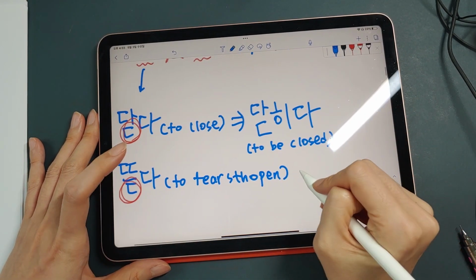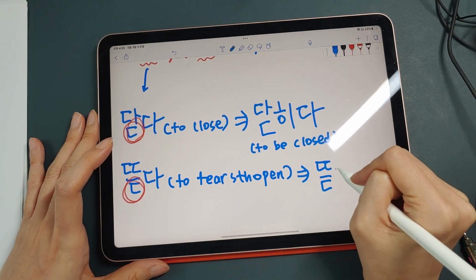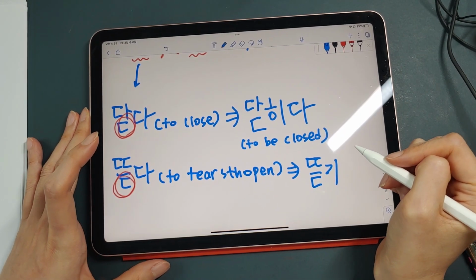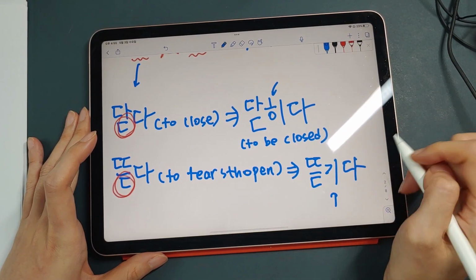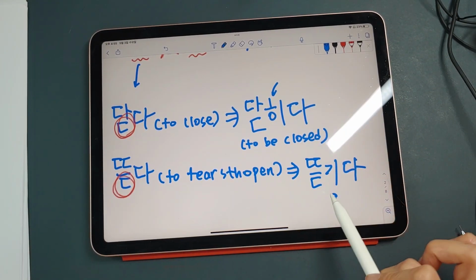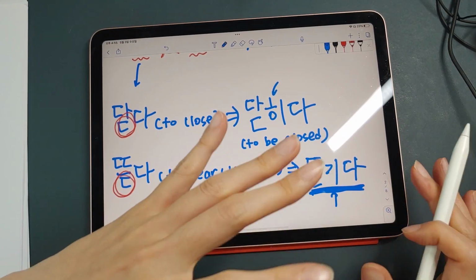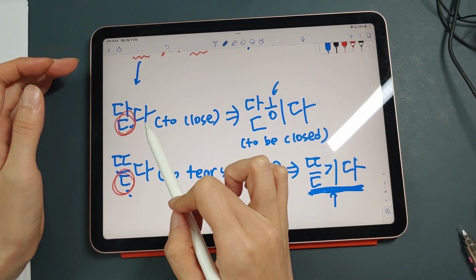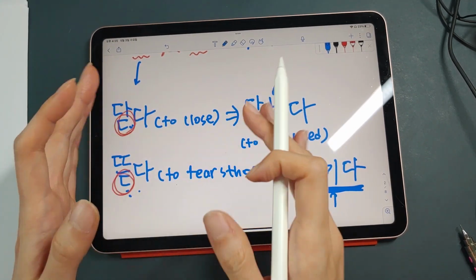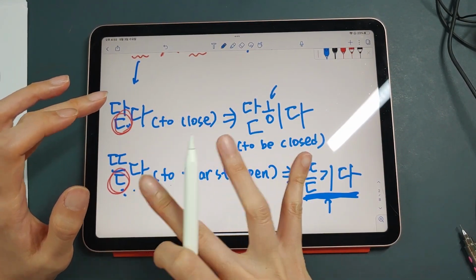And for 뜯다, you have to add 기 this time. Not 히, like 닫히다, but 기 this time for the passive verb version. So 뜯기다 would mean to be torn open, to be ripped open, right? So it really depends on which verb it is. And this is something that you would just have to memorize because there is no obvious pattern that you can observe.